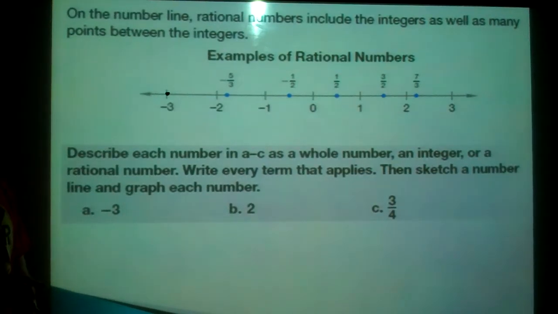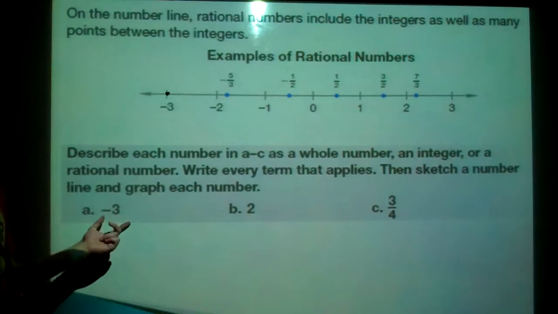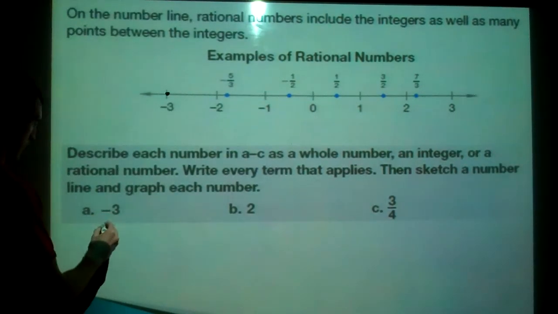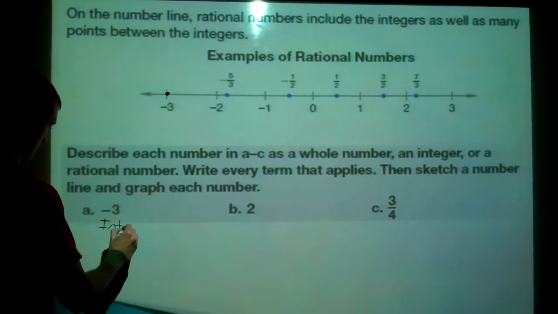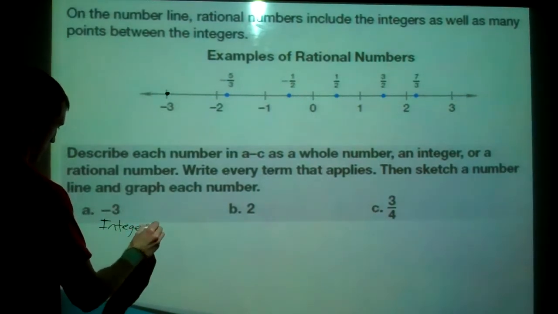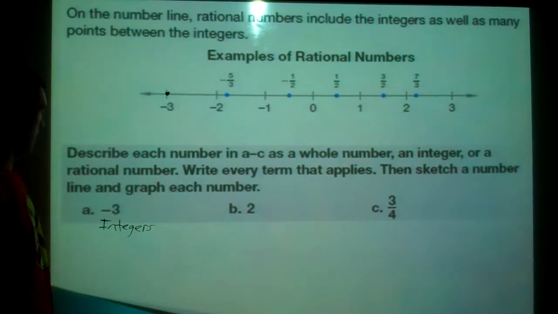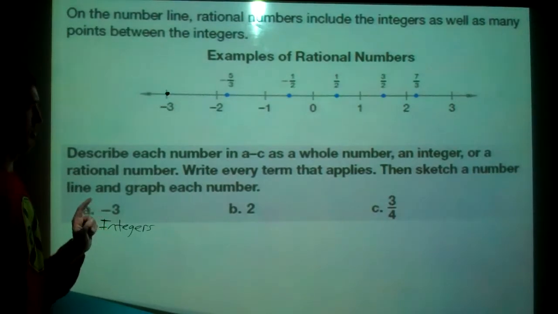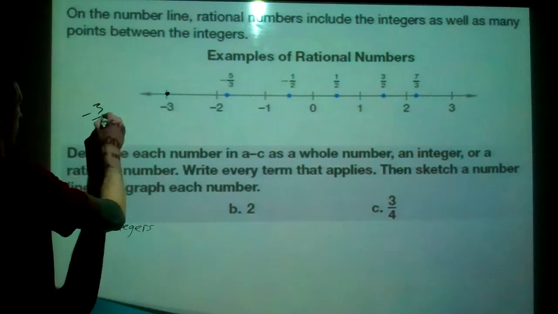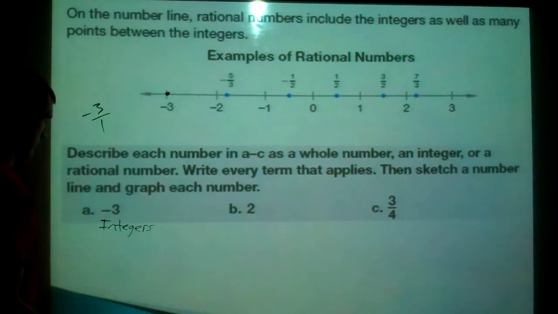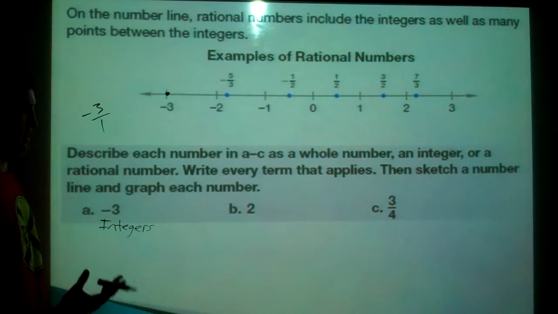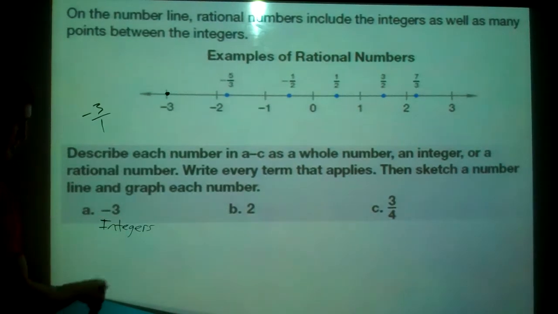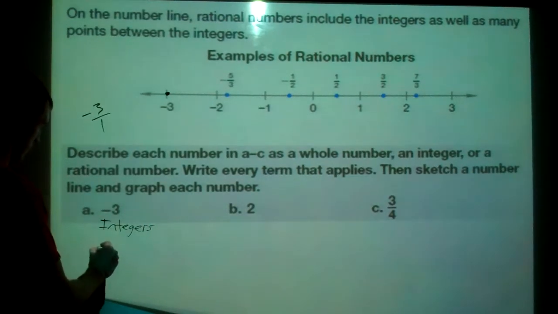Is -3 a whole number? No, it's not, because whole numbers are not negative. So it's not whole. Is it an integer? Yes, it is an integer. Negatives are integers. How about a rational number? Well, remember, -3 can be written as -3 over 1, which is a fraction. And just to remind you that rationals contain whole numbers and integers. So if it's an integer, it's going to be a rational.